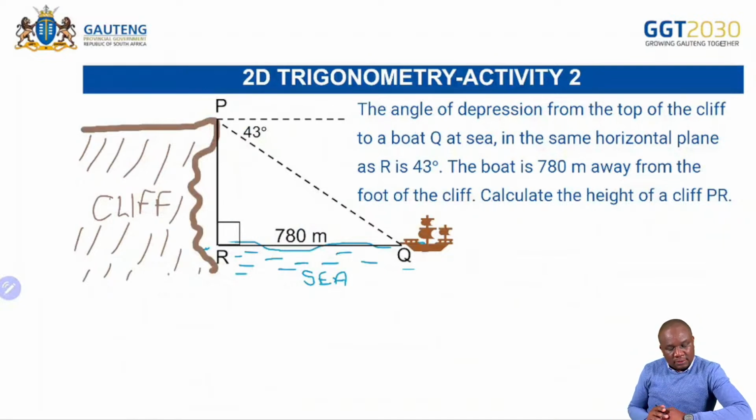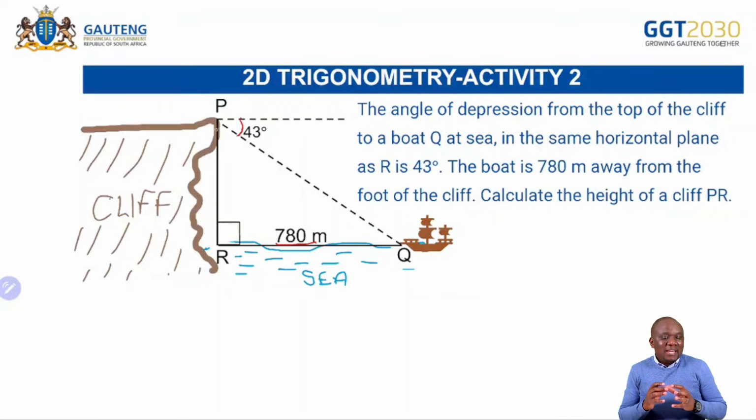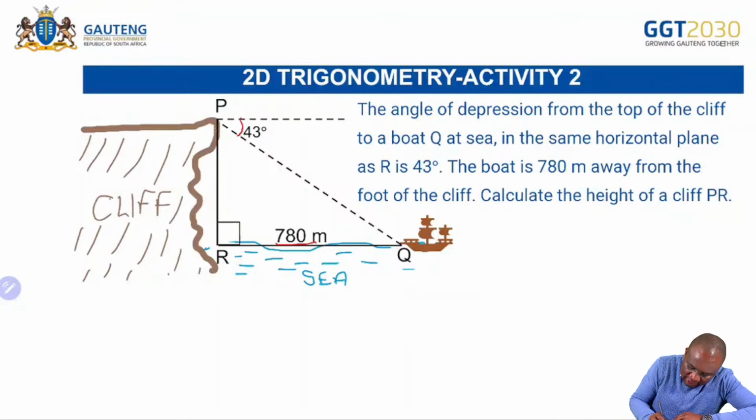Welcome back, grade 10s. Now let's do our corrections. The angle of depression from the top of the cliff to a board Q at C, in the same horizontal plane as R, is 43 degrees. The board is 780 meters away from the foot of the cliff. Calculate the height of the cliff PR. Remember we said that the angle of elevation and angle of depression are equal because these are alternate angles. So this angle here is 43 degrees. Angle Q is 43 degrees, and this becomes our reference angle.